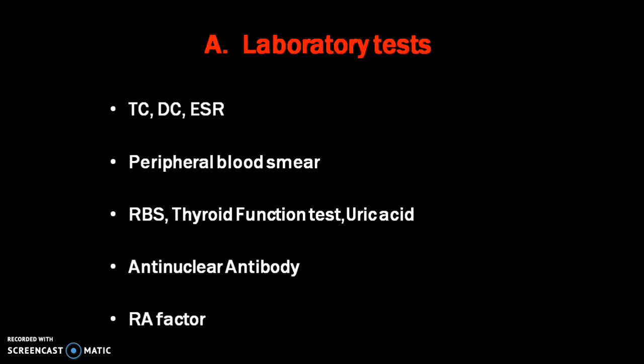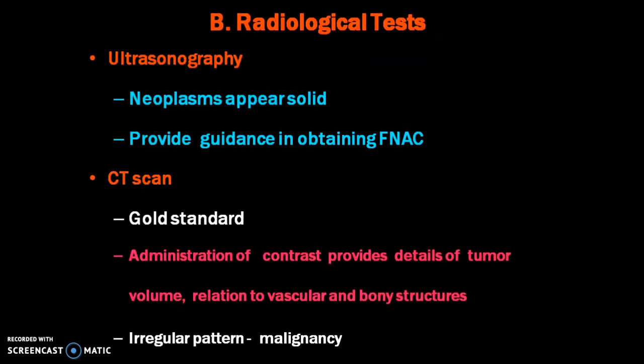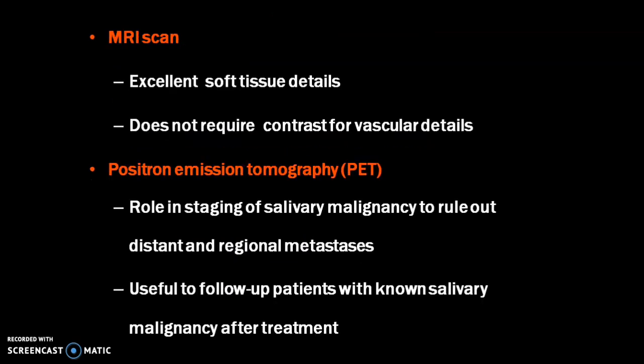So what investigations will we go for in salivary gland tumors? The laboratory tests are CBC, RBS, thyroid function test, anti-nuclear antibody, and RA factor. Radiological test is ultrasonography: neoplasms appear solid, and it provides guidance in obtaining the FNAC. CT scan is the gold standard, and administration of contrast provides details of the tumor volume in relation to the vascular and bony structures. An irregular pattern is seen in cases of malignancy.